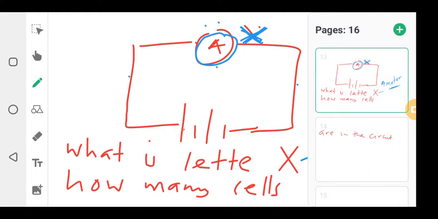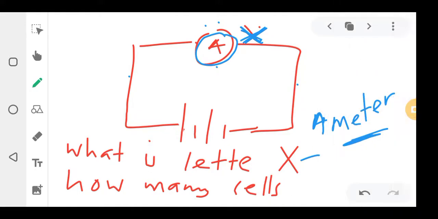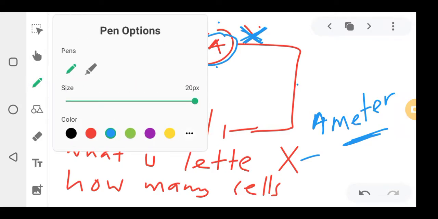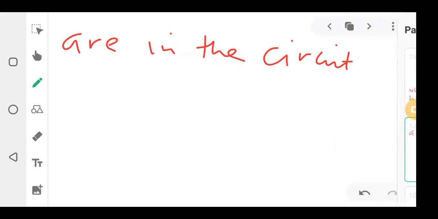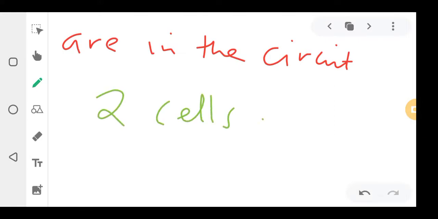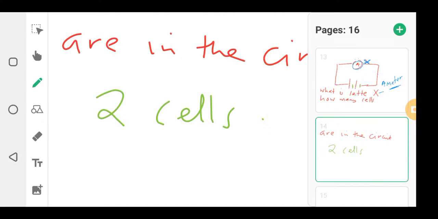And then the second question is, how many cells do you see? When you're calculating the number of cells, you count the two smaller lines. There's the first smaller line, 1, the second smaller line, 2. So there are 2 cells in the circuit. Two cells.